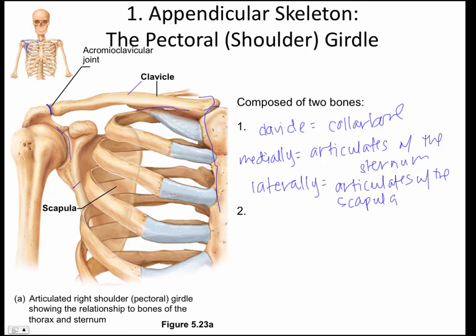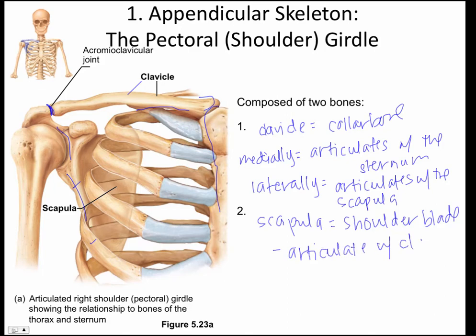Second region, scapula. Scapula, we also know this as our shoulder blade. Articulations for this, we articulate with the clavicle. And this joint that they form, the region is called the acromioclavicular joint.